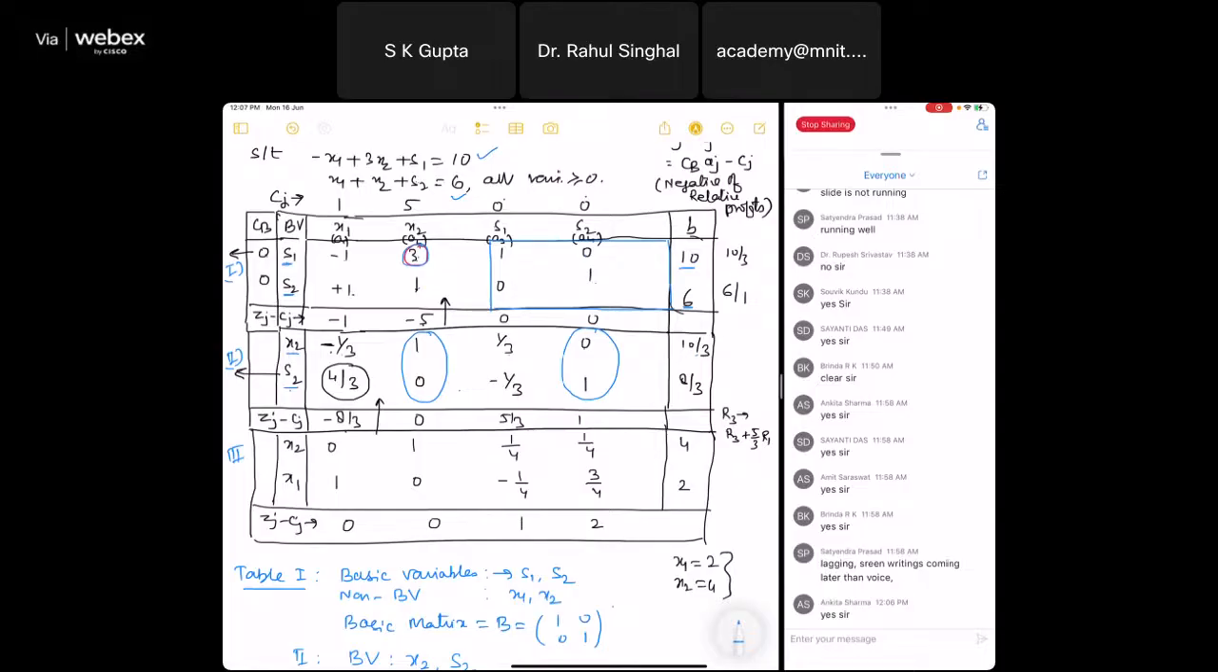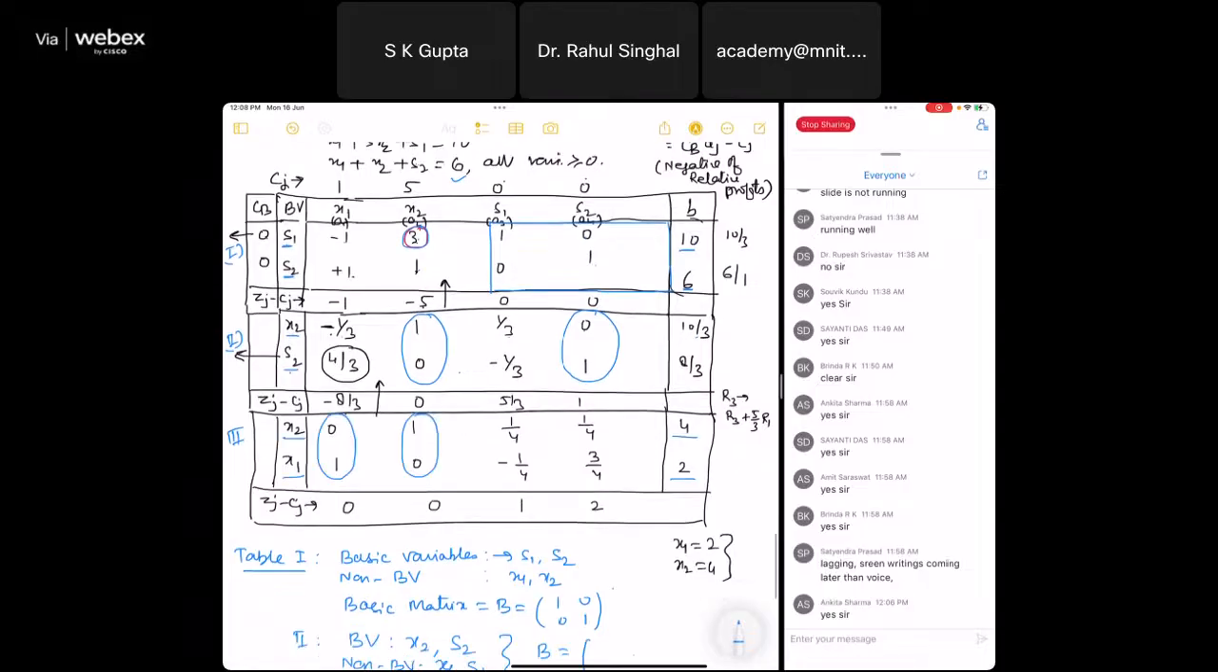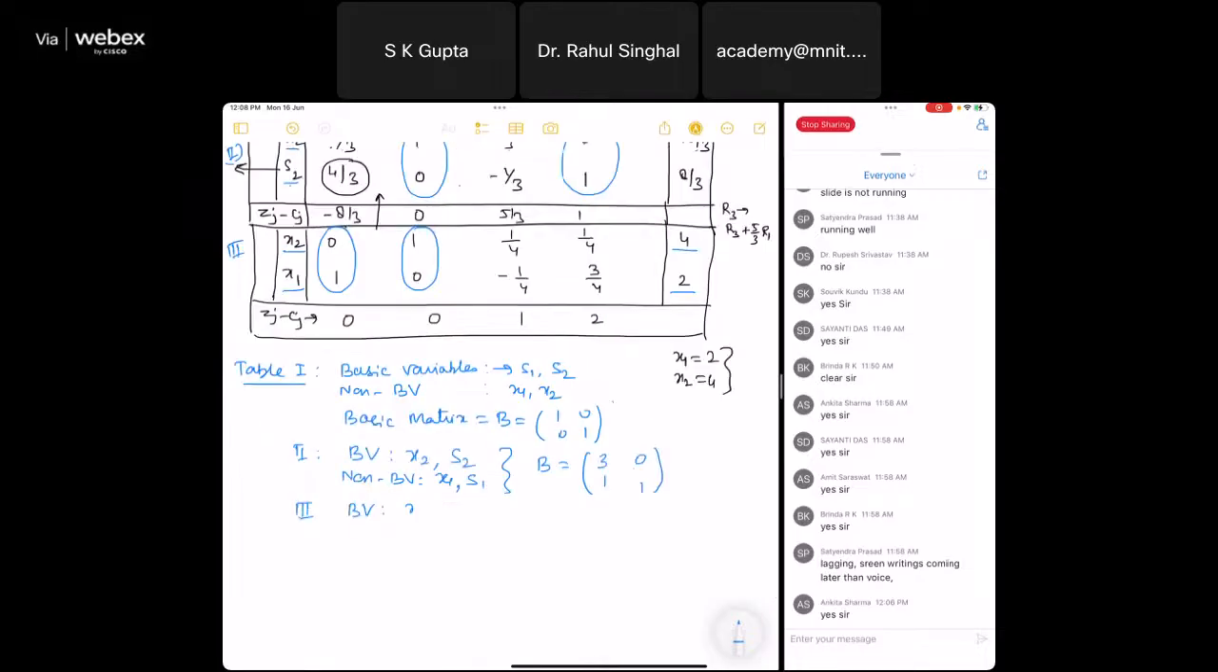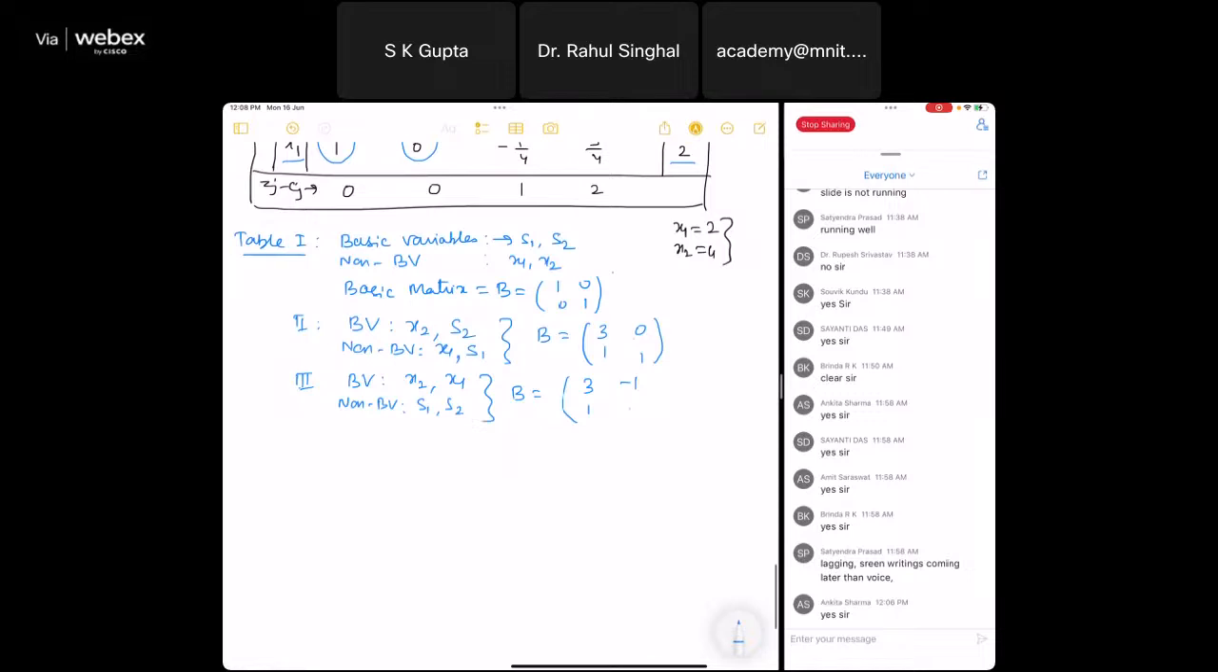So what is the basic matrix in this case? Basic matrix will be, what is the column of x2? 3 1. And what is the column of s2? 0 1. This is the basic matrix for the second table. For the third table, what are the basic variables? The basic variables are x2 and x1, and non-basic variables are the remaining variables, that is s1 and s2. And corresponding to these two variables, what is the basic matrix? What is the column of x2? 3 1, and the column of x1, minus 1 1. Right?